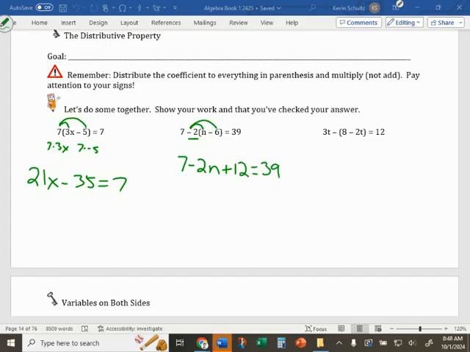So this is a situation where not only do we have to distribute, but now we have to combine like terms, because we're not to a two-step equation yet. But all that changed was this right here. Distributing in the negative 2, the 7 just drops. We get negative 2n, positive 12. The 39 didn't do anything with that either, so that drops down as well. What can we now combine?